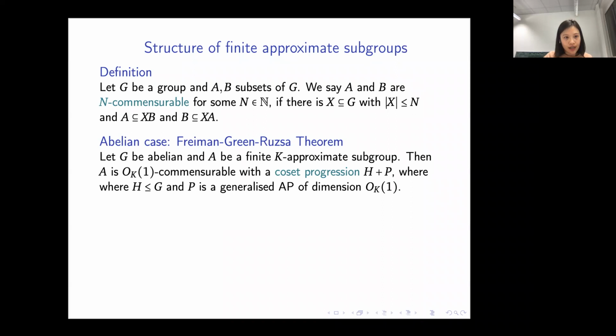For the finite approximate subgroups in the abelian case, there is the famous Freiman-Ruzsa theorem. So let G be abelian and A be a finite K-approximate subgroup. Then A is O_K(1)-commutable, where O_K(1) is a constant that depends on K but doesn't depend on A, with a coset progression H plus P, where H is a subgroup of G and P is a generalized arithmetic progression of dimension O_K(1). Because H plus P is O_K(1)-commutable with A, in particular H will be a finite subgroup and H plus P will be small. The size of it will be comparable to the size of A.